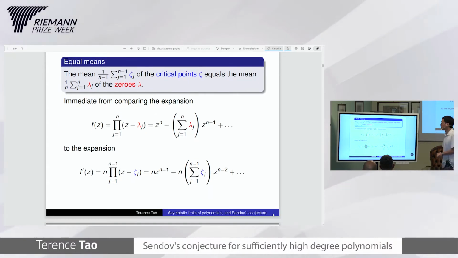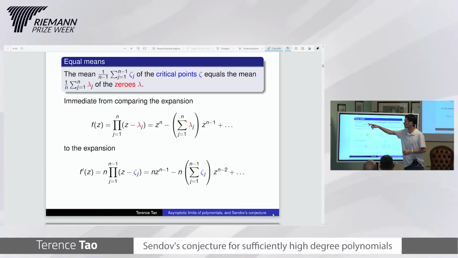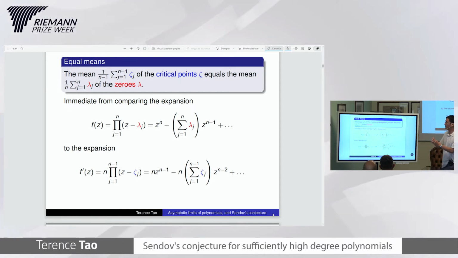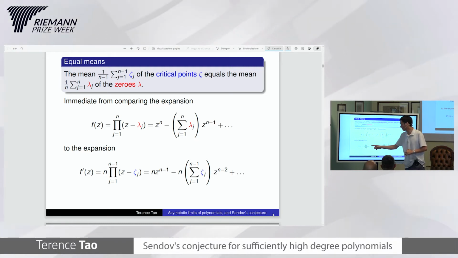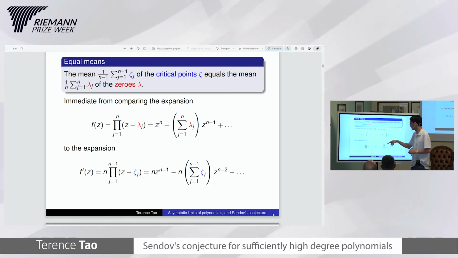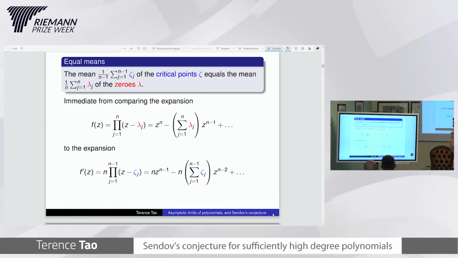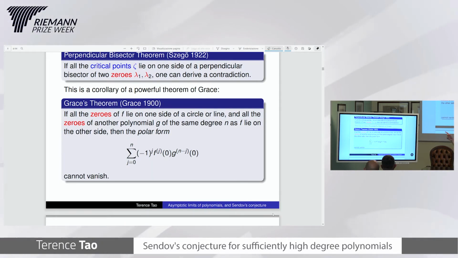Okay, here is one simple relationship. If you take all the critical points and take the center of mass, the mean, you sum them all up and divide by n minus 1, that's the same as the mean of the zeros. So the zeros and the critical points have the same center of mass. That's not too hard to prove. You expand out the function in terms of the zeros, and the derivative in terms of the critical points, and compare the first two coefficients. With a little bit of high school algebra, you will see this relationship. That's another simple fact. The means are the same.